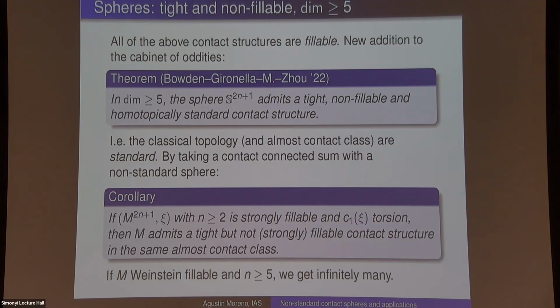Okay, so if M is actually Weinstein fillable and the dimension is high enough, in dimension at least 11, we can actually show that we get infinitely many of them. Not just one, really many. This includes in particular the spheres. So the spheres of dimension at least 11 have infinitely many tight and non-fillable contact structures.